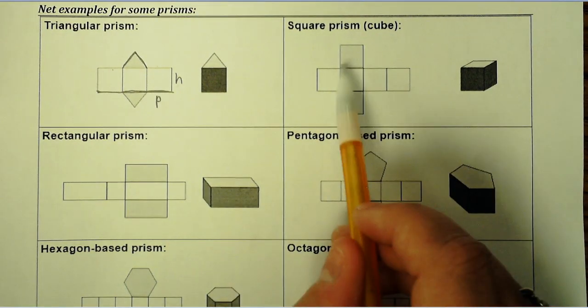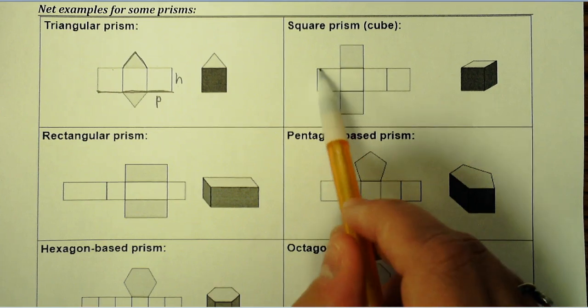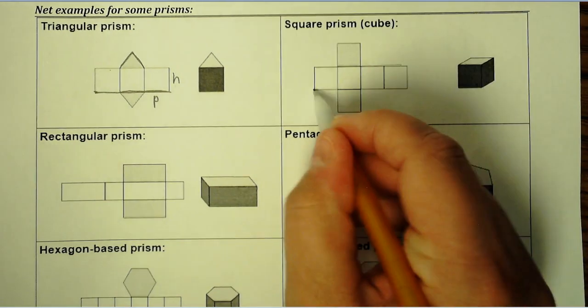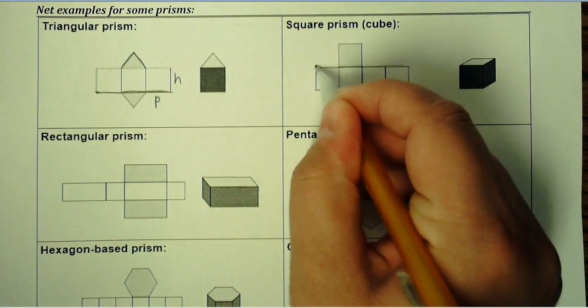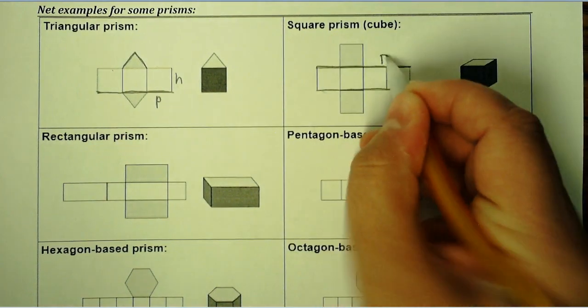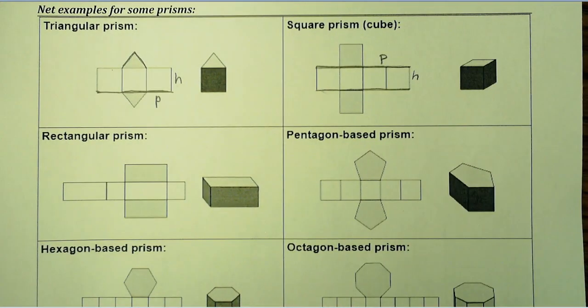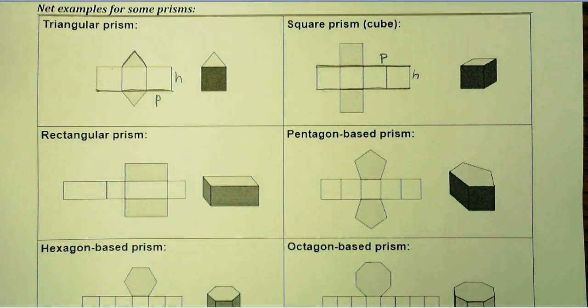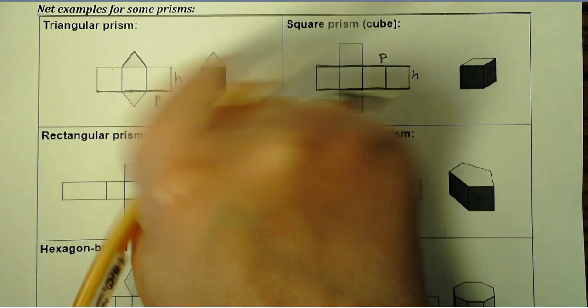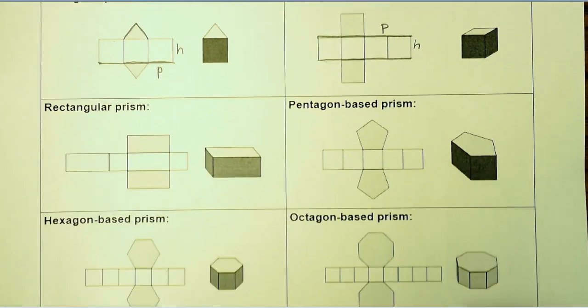Kind of the same thing here. If we were to fold this back up, this would wrap around the base. So that's your perimeter. This would be your height. So that's how they're going to get the lateral area. And then all you got to do to find the surface area is add in the areas of the bases that you've got in the problem as well.